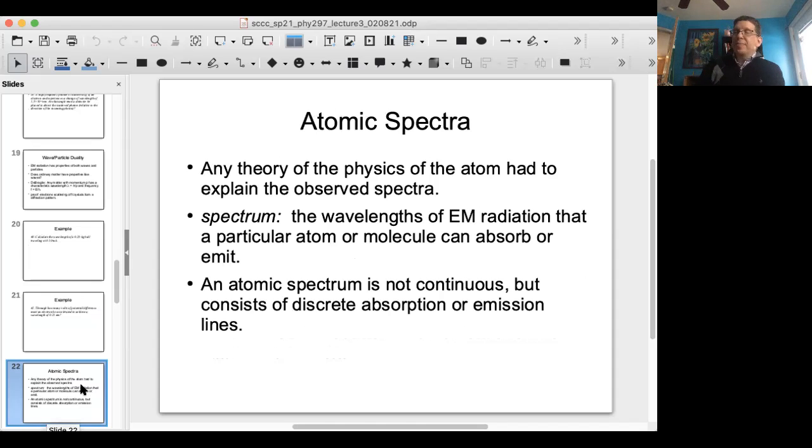So all this information was then put to explaining the atomic spectrum. Different elements, certainly different gases, when excited, emit different wavelengths of light. So the question becomes, why?